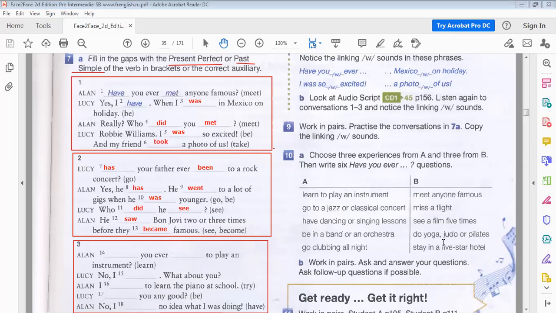All right, so now Selma and Rashid, you can do the last conversation. Alan and Lucy. Have you ever learned to play an instrument? How do we say this word, Rashid? Instrument. Correct. No, I haven't. What about you? I tried to learn the piano at school. Were you any good? No, I had no idea what I was doing.